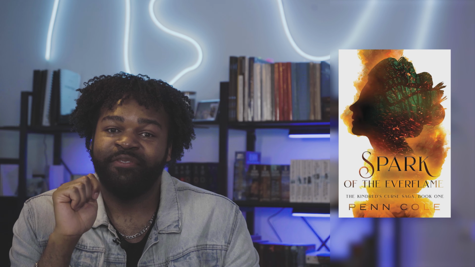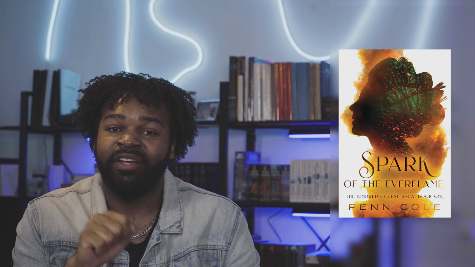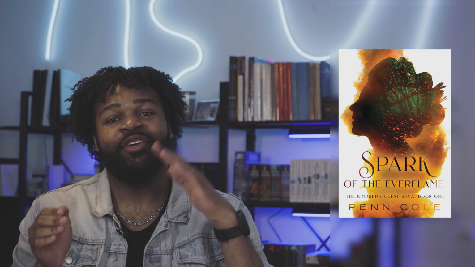Starting with Spark of the Everflame by Penn Cole. In Spark of the Everflame, we are following DM, who is a healer in the Mortal District. DM's storyline starts off with her mother, who is missing. Her mother was a healer in the royal palace of the Descendants. The Descendants are the children of a god and their human lover, and they rule over the kingdom.